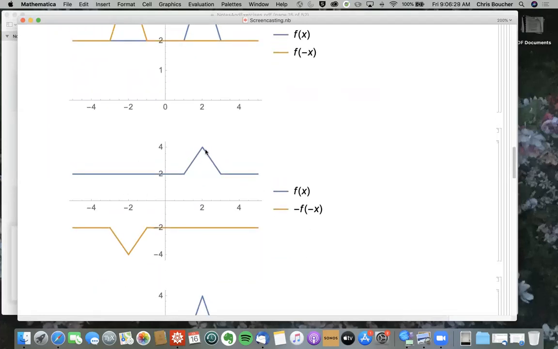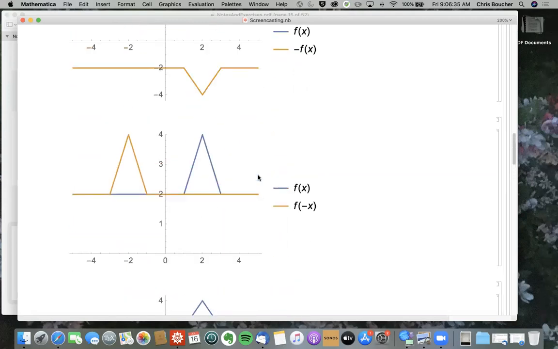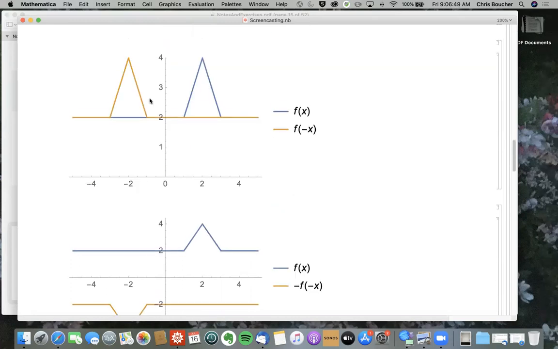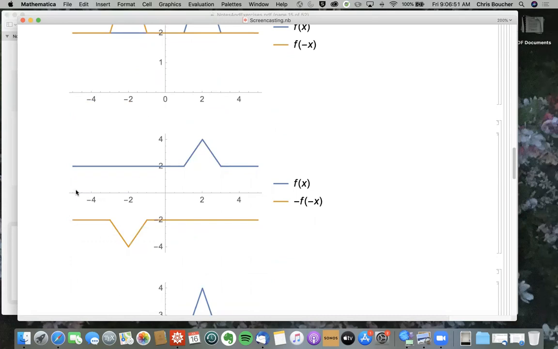So this is the original function, the blue. And if I reflect only through the y-axis, I get this picture here from up above. And then when I reflect through the x-axis, I get this picture. And when I reflect that through the y-axis, this point here is going to reflect over to here somewhere. And that's the picture you see down on the bottom.